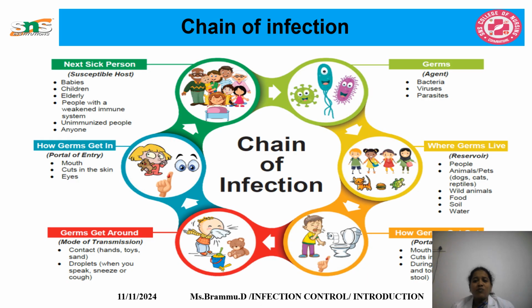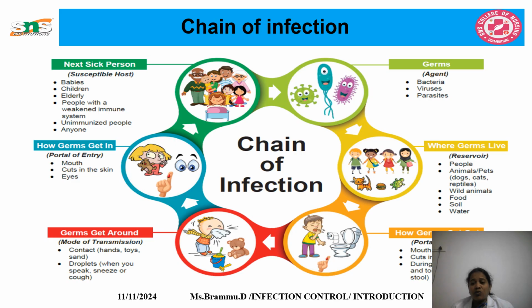So how is this source generated from one person to another? There is a chain of infection behind this, and hospital infection can be controlled by breaking the chain, starting from the agent, reservoir, portal of exit, mode of transmission, portal of entry, and susceptible host. Here the susceptible host will be the sick person, mostly children under 5, elderly clients, patients with poor immune system, and anyone at high risk for developing infection. The major causative agents will be bacteria, viruses, protozoa, etc.